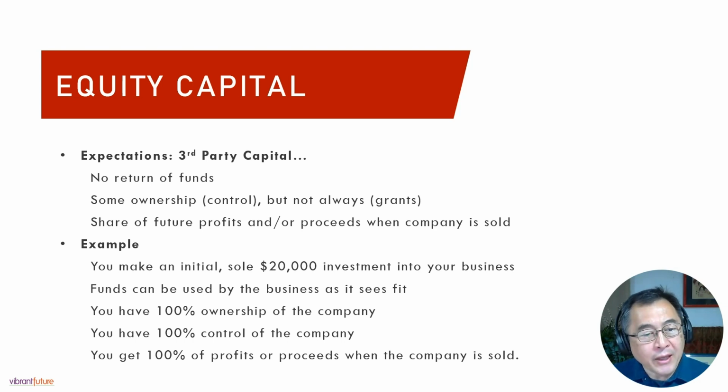Another thing is just a share of future profits. There's an expectation for equity investors to get a share of future profits or a share of the proceeds when the company is sold. So an example is, let's say you, as an investor, make a sole $20,000 investment in your business. The money goes in your business. It can be used by the business as it sees fit. You, the investor, have 100% ownership of the company. And then you get 100% of the profits or proceeds when the company is sold.